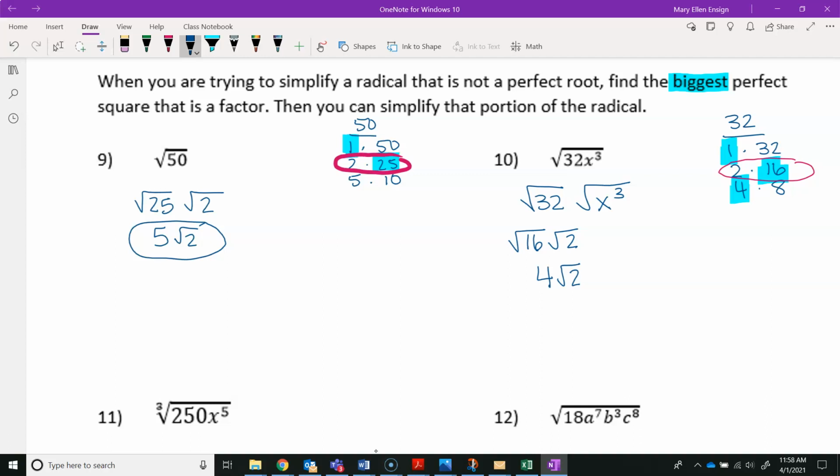Okay, let's look at x cubed now. So x cubed in this case is also not a perfect square because 3 is not divisible by 2.